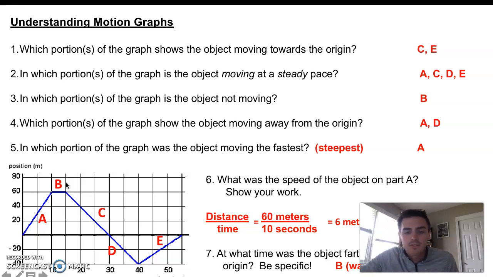This should help you getting started with your assignments. Just take your time and think about what the graph is trying to show you and think about the position and how it's changing versus the origin. Good luck.